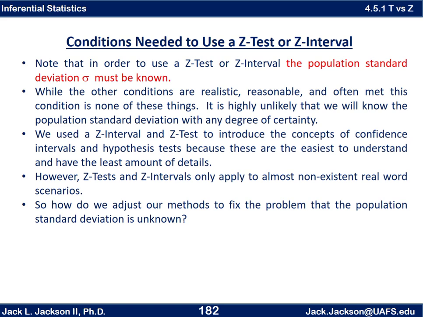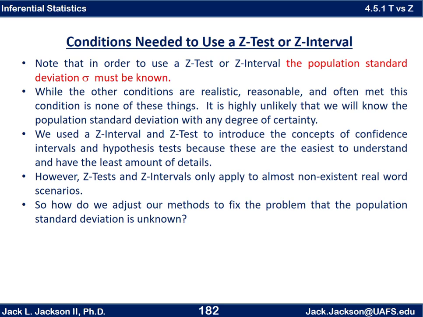So notice, in order to use a z-test or z-interval, the population standard deviation sigma must be known. And while the other conditions are realistic, reasonable, and often met, this condition is none of these things. It is highly unlikely that we will know the population standard deviation with any degree of certainty.